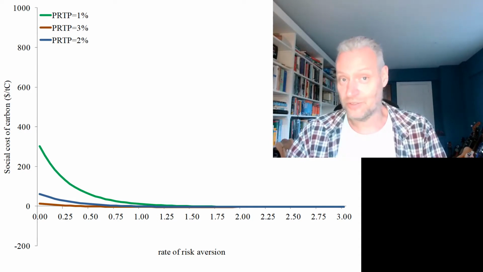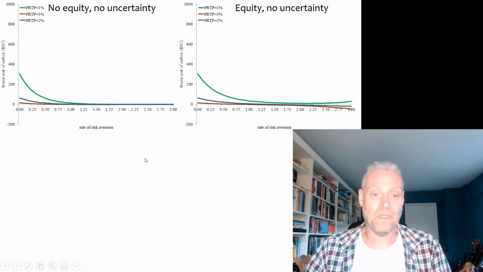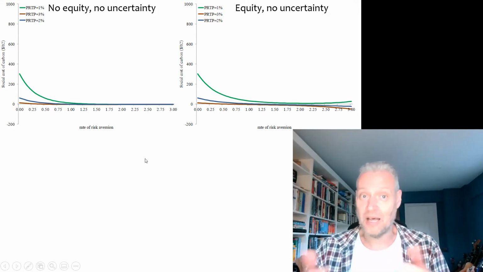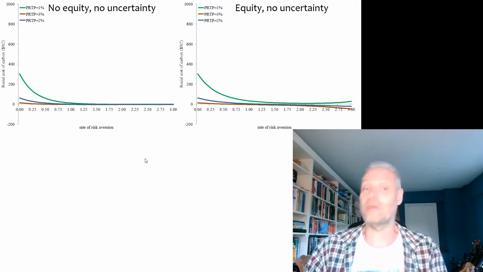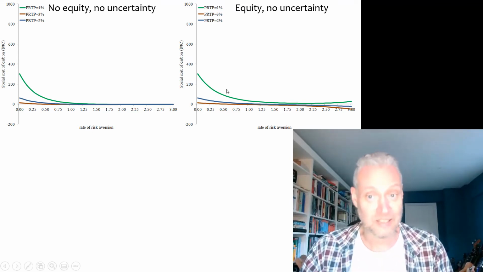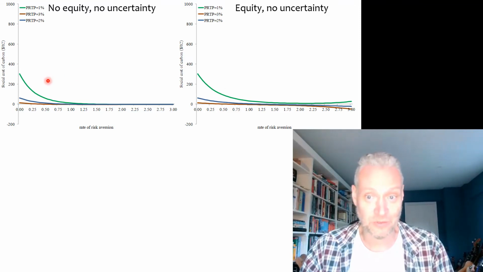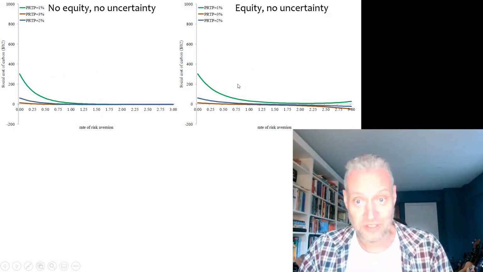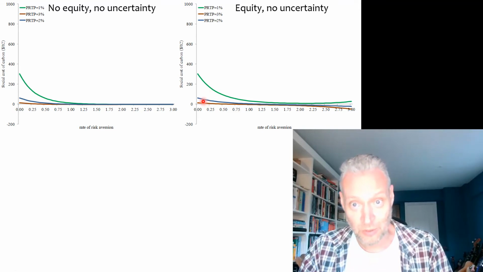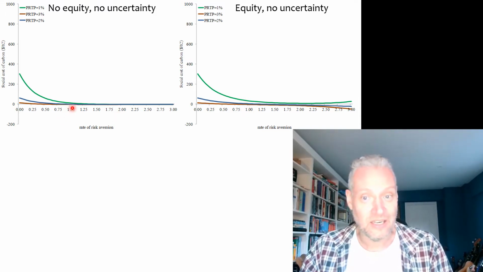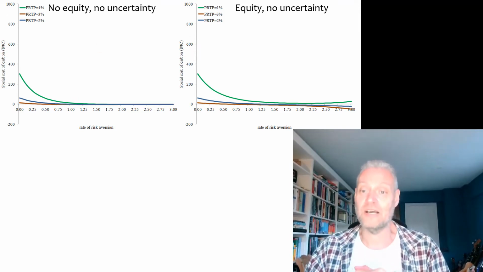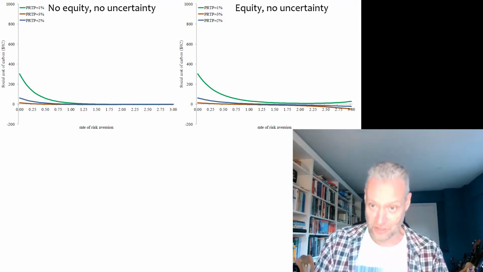So let's now introduce equity. And I showed previously that if you apply equity weights, you put more emphasis on the plight of the poor, and therefore the social cost of carbon goes up. And that is what we see if we compare this graph relative to this graph. The effect of the pure rate of time preference is still the same. The green curve lies above the blue curve, lies above the brown curve. But if we focus on a risk aversion of 1, actually an equity aversion now, then you see that the distance to zero here is larger than the distance to zero here. These two graphs are drawn on the same scale. So equity weights raise the social cost of carbon.